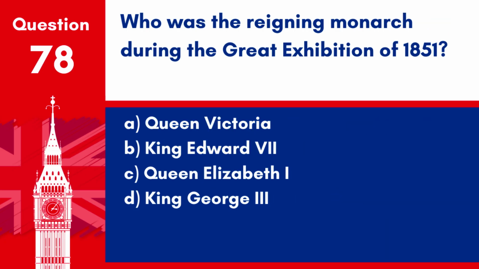Question 78. Who was the reigning monarch during the Great Exhibition of 1851? A. Queen Victoria. B. King Edward VII. C. Queen Elizabeth I. D. King George III.